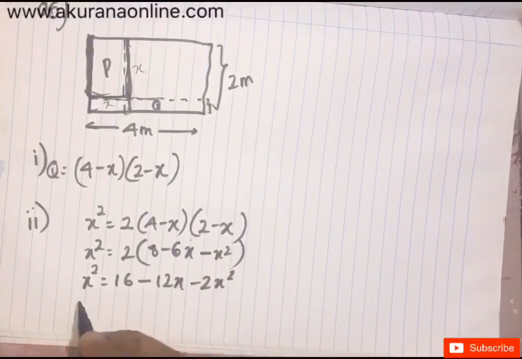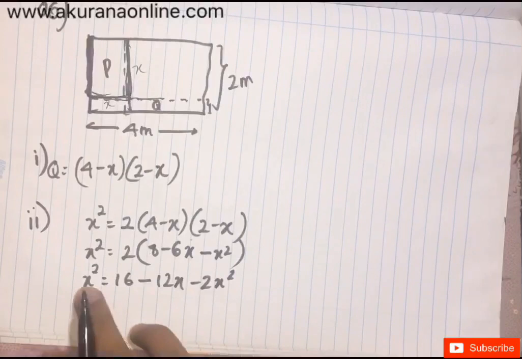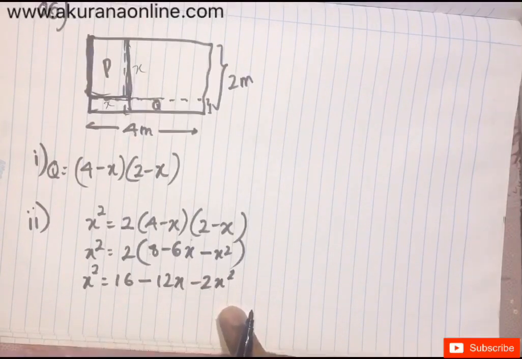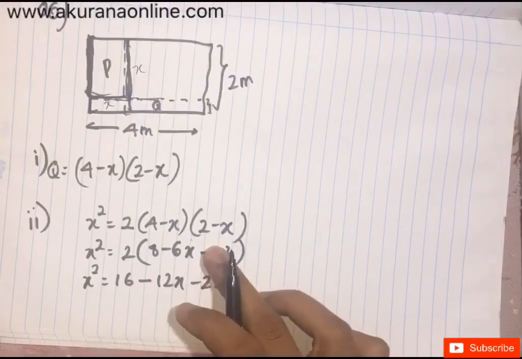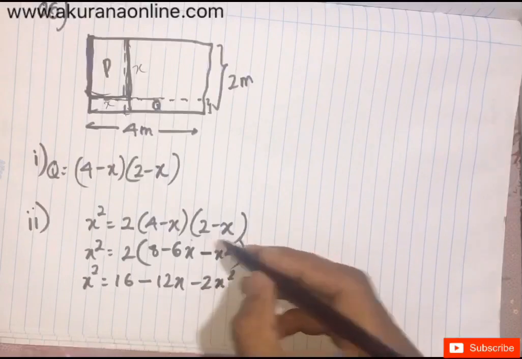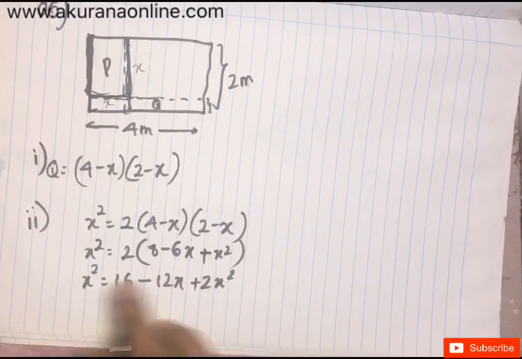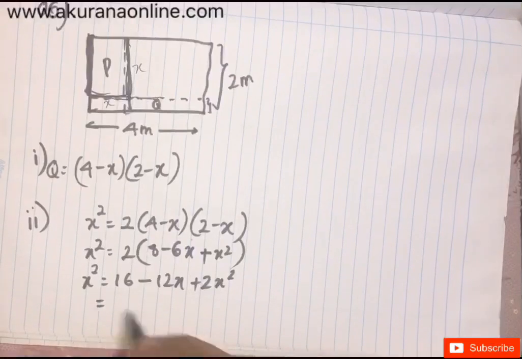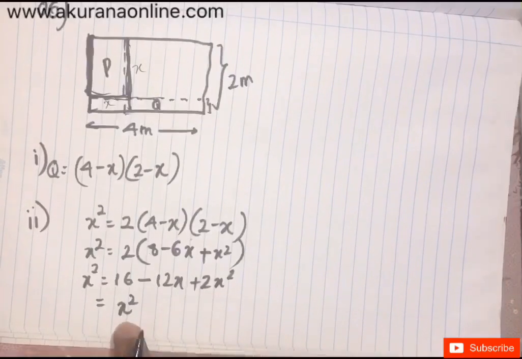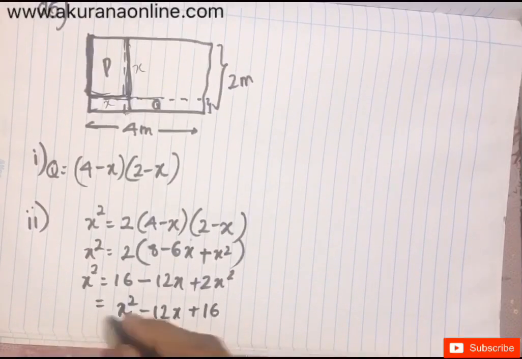So if you take this x to the other side, you will be getting minus x squared. Therefore the answer should have plus x squared. Now we'll take this x squared to the other side. So when you subtract x squared from 2x squared, you have x squared, also minus 12x plus 16 is equal to 0. Got the value? Yes, you have got the answer.